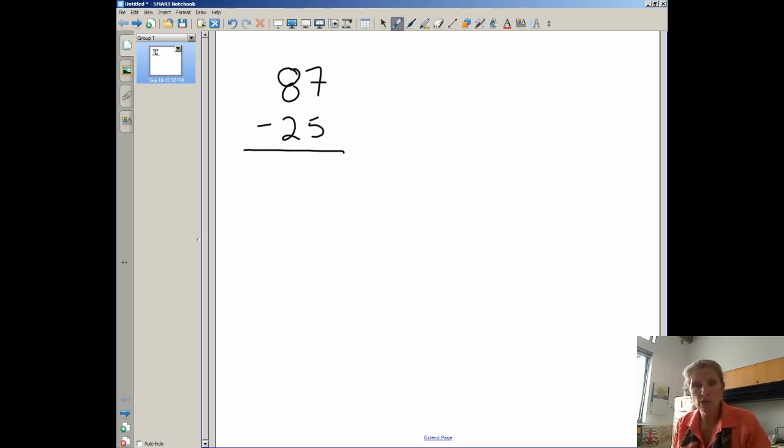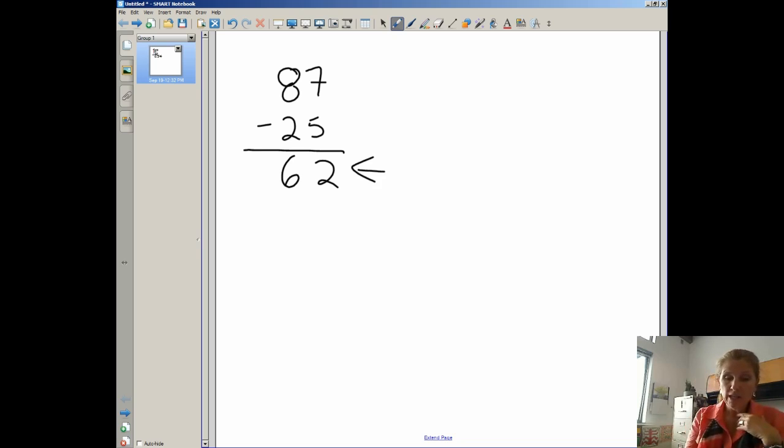So subtraction, also called take away. 7 minus 5, you're taking that away, you would get 2. And 8 minus 2, you would get 6 if you take 2 away from 8. How you check these by addition, which is what it asks you to do on your paper, is that I think the difference to this problem is 62. The difference is the answer to the problem. So the difference between 87 and 25 is 62.